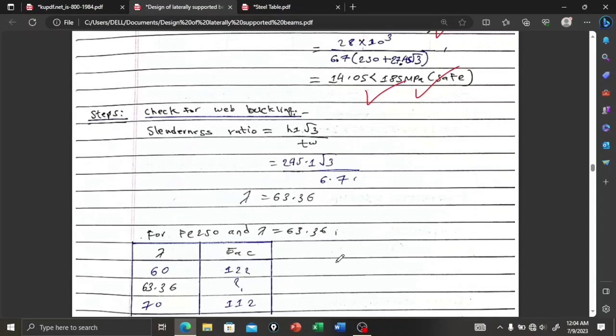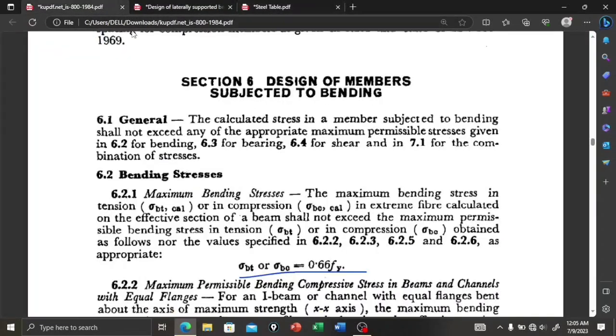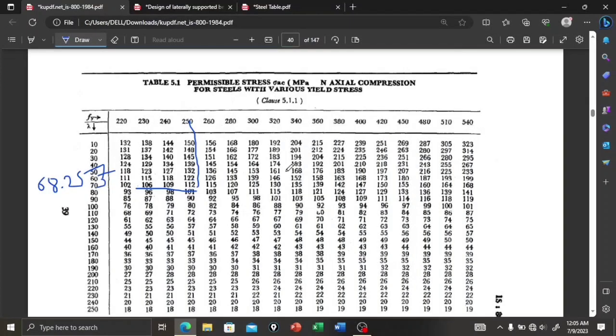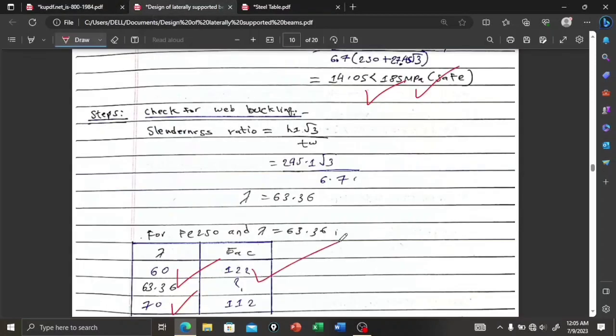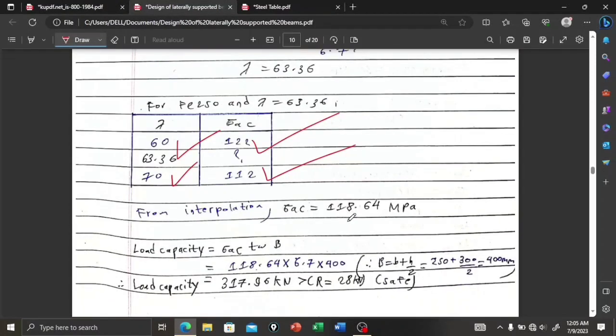Check for web buckling. Slenderness ratio is S1 by root 3 TW. S1 is 245.1, root 3 divided by 6.7 is TW. So lambda is 63.36, which lies between 60 and 70. From table 5.1, for 60 it is 122, and for 70 it is 112, for Fy 250. By interpolation, sigma AC is 118.64 megapascal.